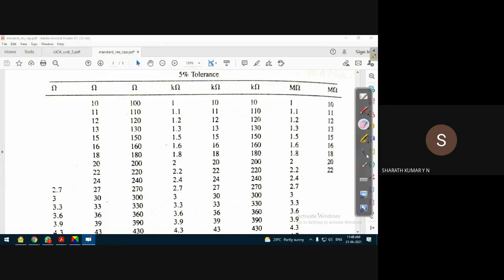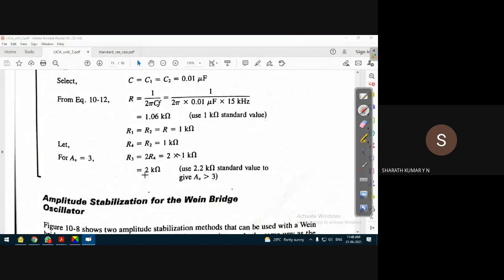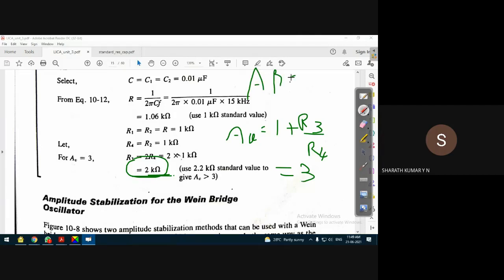What happens if 2 kilo ohm is selected? We could have directly used 2 kilo ohm as the standard value. If 2 kilo ohm is chosen, the voltage gain, given as 1 plus R3 by R4, will guarantee that the voltage gain is equal to 3. But for sustained oscillation, A beta should be greater than or equal to 1. So beta is 1 by 3.